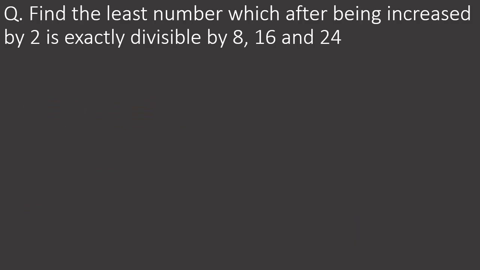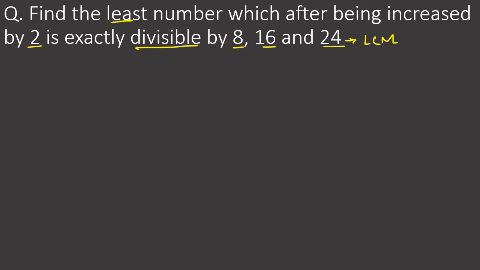First question is, find the least number which after being increased by 2 is exactly divisible by 8, 16 and 24. See, first thing we have to see is here in this question it is asked to find the least number which is exactly divisible by the given numbers. So if we have to find out any number which is divisible by some given numbers, this means we have to find out the LCM.